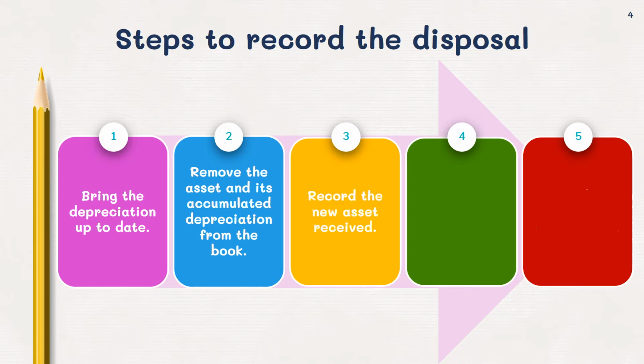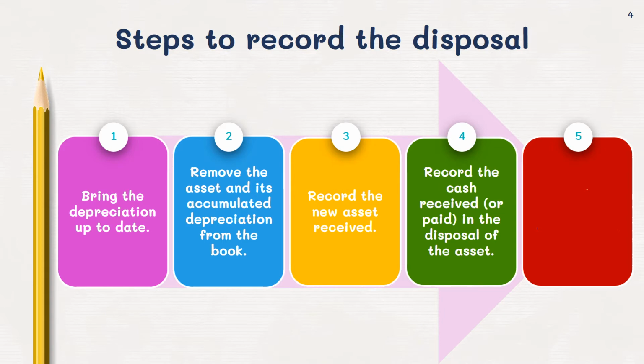Step 3, record the new asset received. This step will be used when we exchange a fixed asset. Step 4, record the cash received, or paid, in the disposal of the asset. And Step 5, record the amount of gain or loss. This week, I will focus more on Step 2 to Step 5.